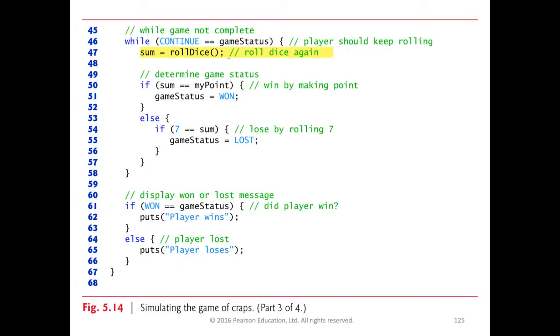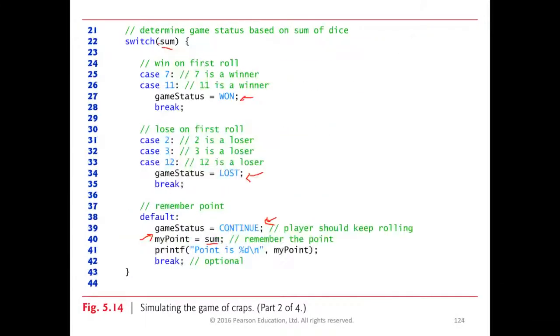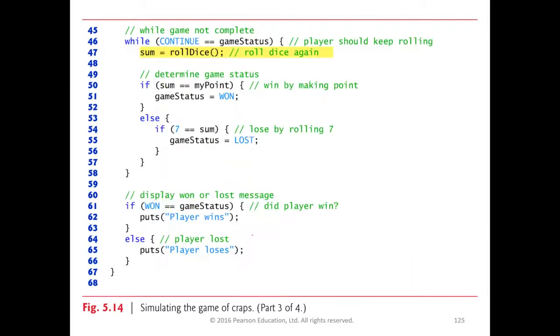So now we're going to roll our dice. We say that if the status of the game is not WON or LOST, so it has to be CONTINUE, because if we win or lose, we just stop the game there and then. But if it's CONTINUE, then we go inside a while loop. In that while loop, we throw the dice again. If the sum that is returned is equal to myPoint, then we say game is won.